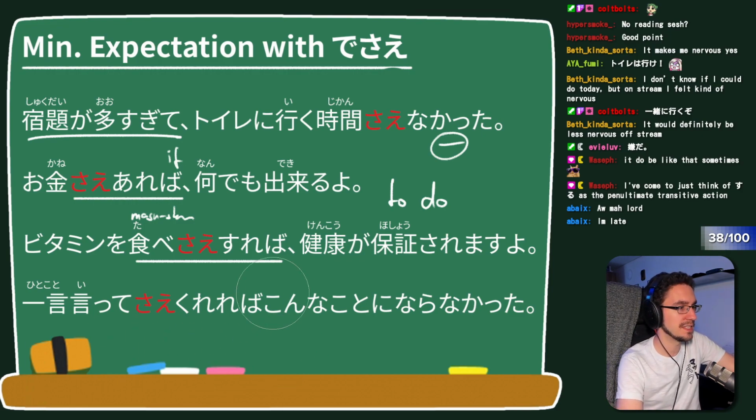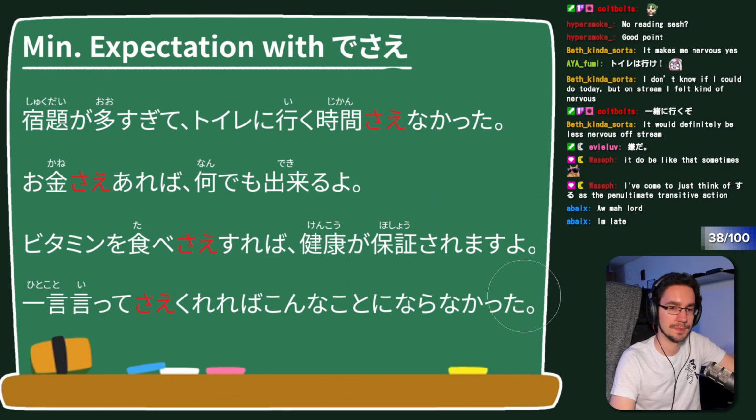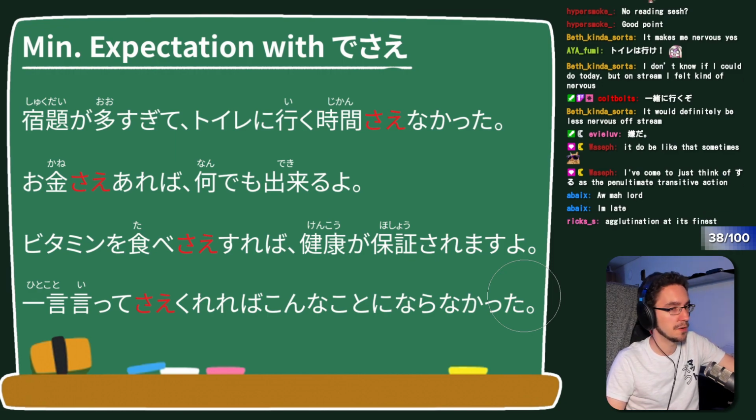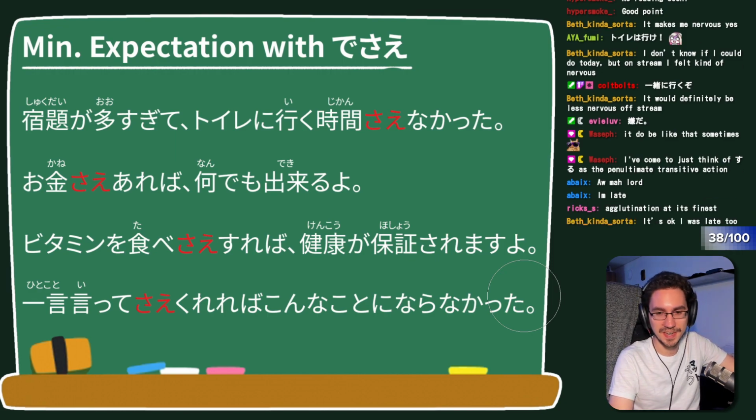And those are basically our 4 cases, right? There's not much more to it than that. There you go. Agglutination at its finest, I suppose.